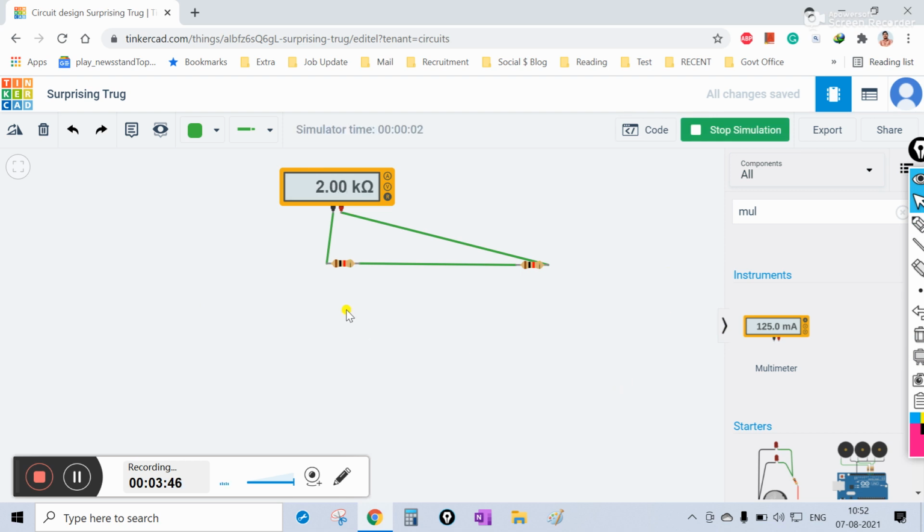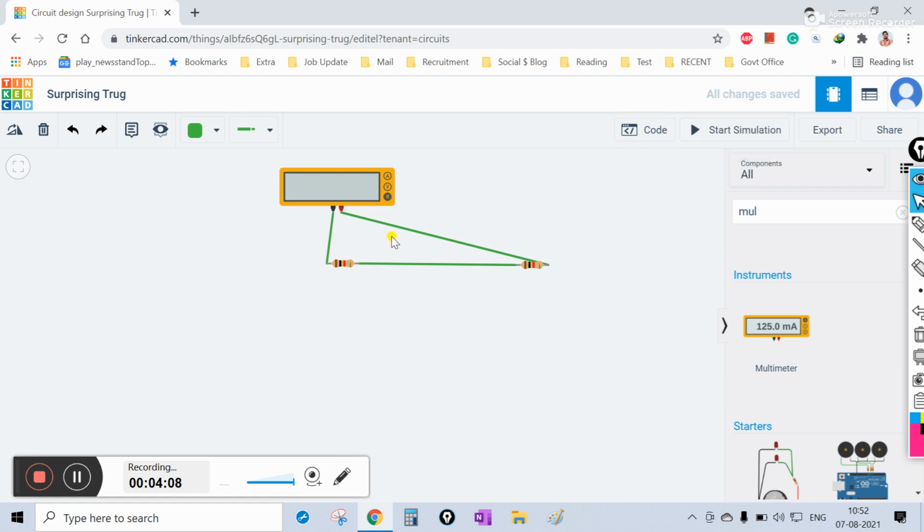You can see that earlier, when we were measuring the 1 kilo ohm resistance, it was showing 1 kilo ohm. When we connected two resistances R1 and R2 in series, it is showing 2 kilo ohm. Now we will try in parallel.